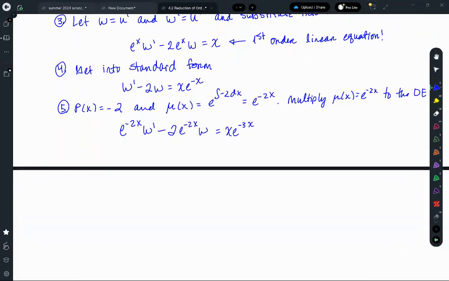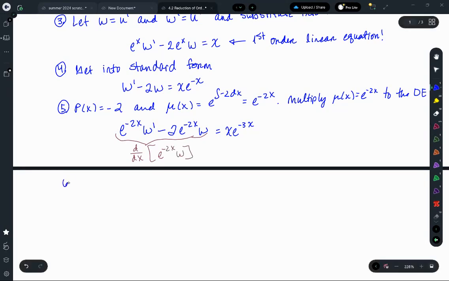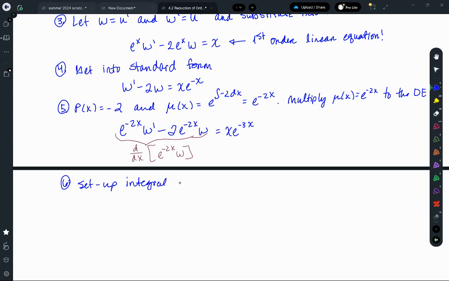Okay, now we need to recognize that the two terms on the left are the result of having taken a product rule on e to the minus 2x w. So in our next step, we'll set up our integral. And then solve. So we have on the left d dx of e to the minus 2x w. We're going to integrate with respect to x. This is equal to the right-hand side integrating x e to the minus 3x dx. Okay.